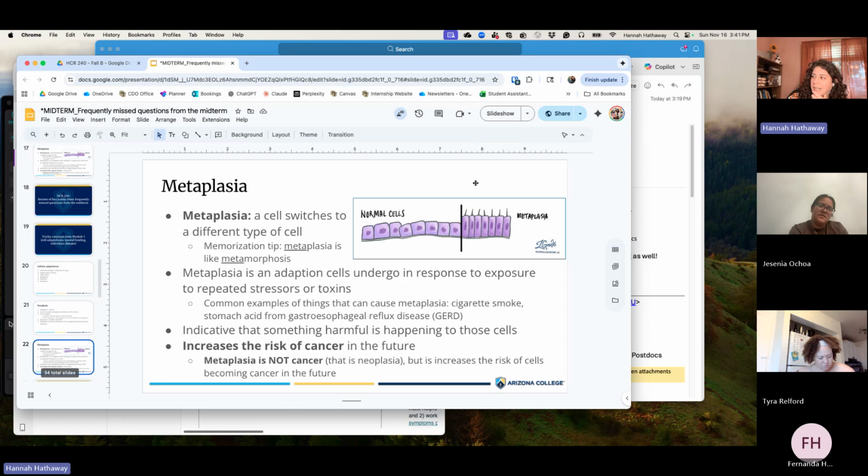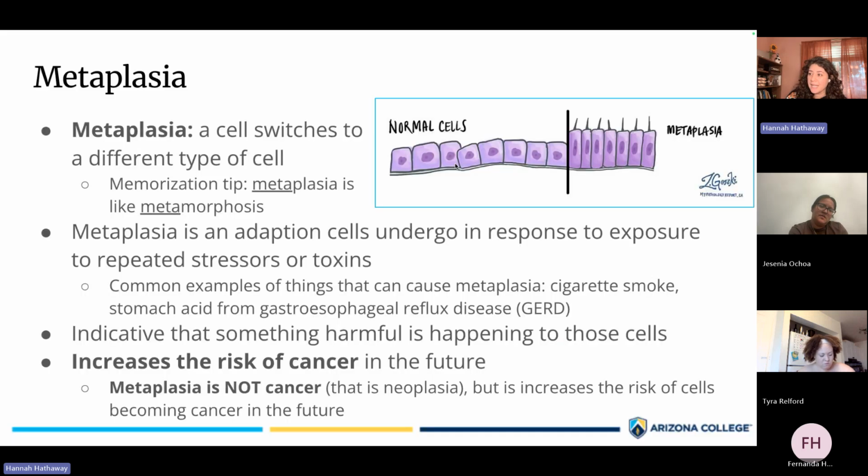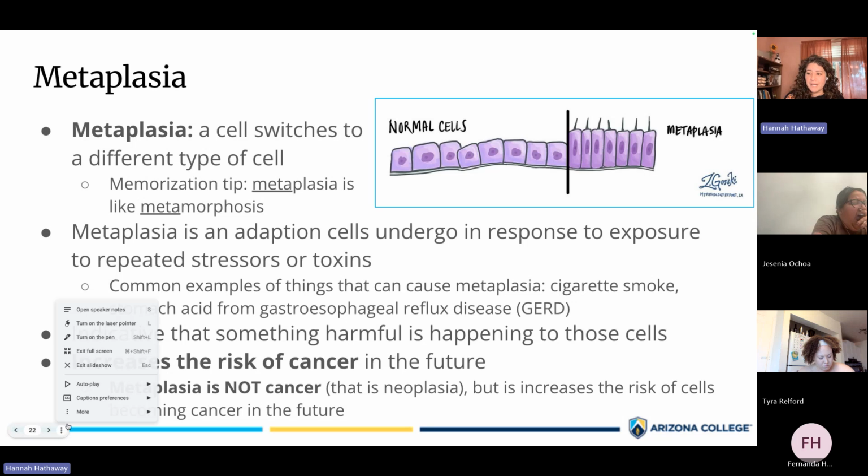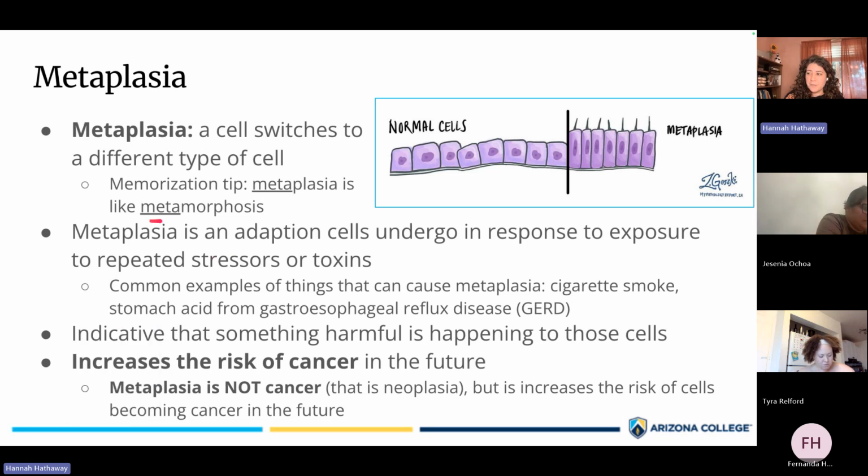And then one of the other types of cellular adaptations, metaplasia. So this is when a cell type switches to a different cell type. So the way I remember this is metaplasia, like metamorphosis. So metamorphosis, a caterpillar turns into a butterfly. So they're turning into something else.